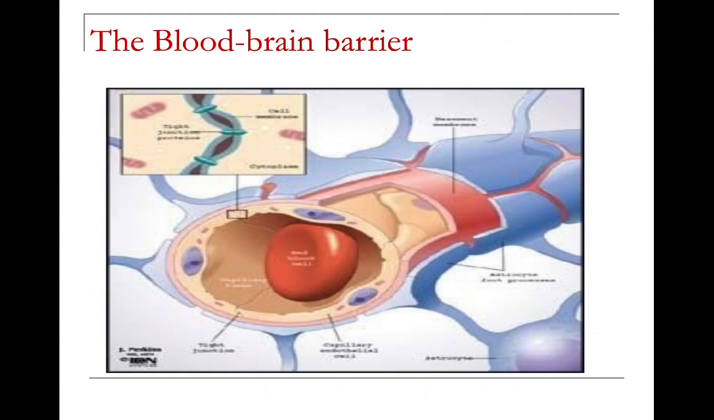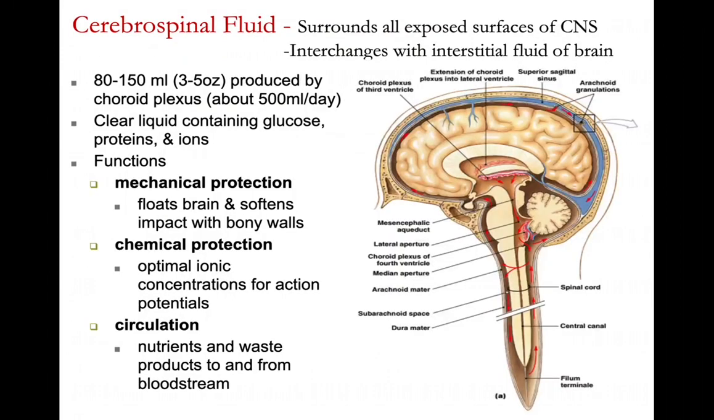So this here is an image showing the blood-brain barrier. Cerebrospinal fluid is going to surround all of the exposed surfaces of the CNS. This will interchange with the interstitial fluid of the brain. So there's 80 to 150 milliliters produced by the choroid plexus, or about 500 milliliters every day. It's a clear liquid. It's going to contain glucose, proteins, and ions. When we say clear, it's relatively transparent.